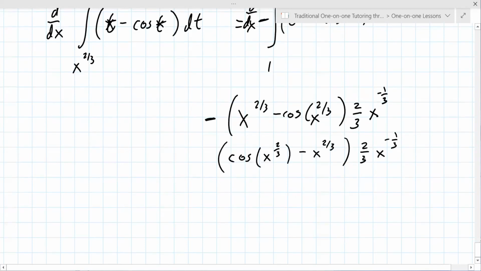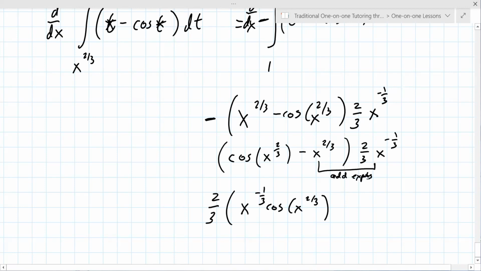Okay, so the first thing is that when you distribute this, you can actually put the 2/3 out in front. That's a common thing to do. And then it's x to the minus 1/3 times x to the 2/3 minus cosine x to the 2/3. But here, when you multiply these, you add the exponents because the bases are the same. So it becomes minus x to the 1/3 because 2/3 minus 1/3 is 1/3. Okay. And this is about as far as you could go on this.